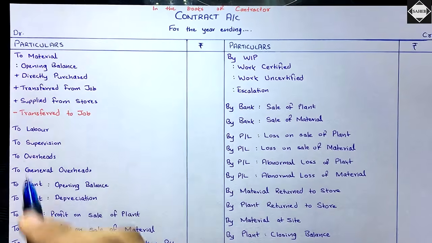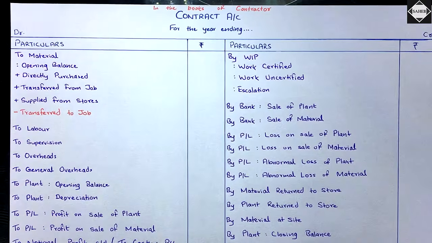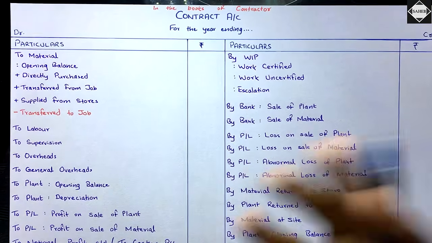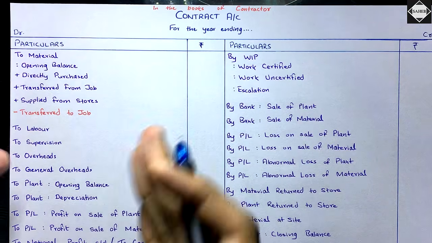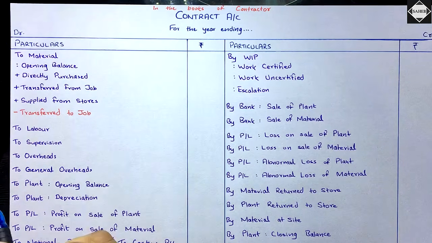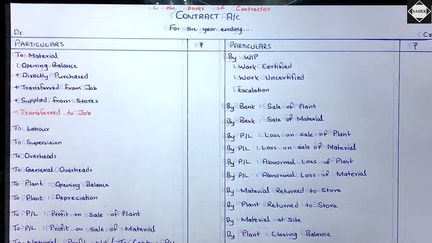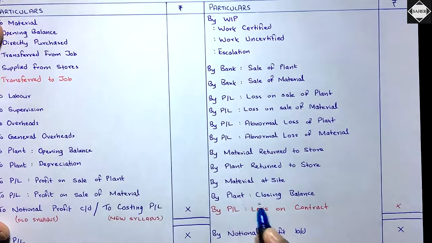Then we have labor, supervision, overheads, all these expenses will be debited over here. As I said, it's a simple nominal account, same like trading and profit and loss account. Whatever expenses you have incurred, you have to take it on the debit side: labor, supervision, wages, general overheads, and all that. Fine. And then we have plant: to plant opening balance, to plant depreciation here, and on the credit side also here we have by plant closing balance.